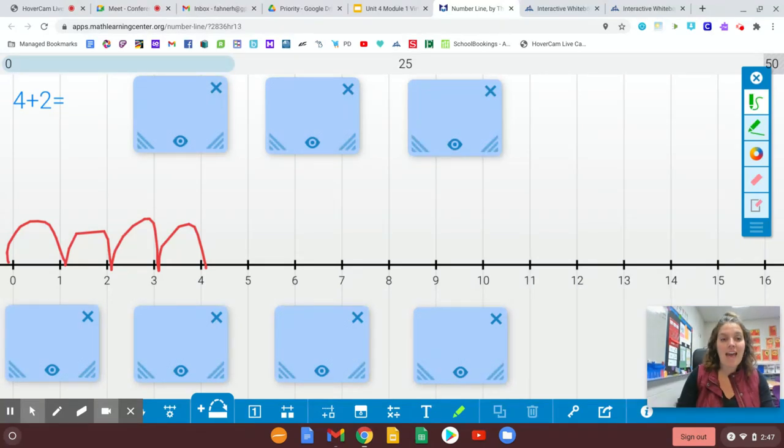And then I have to add how many? 2. I'm going to add 2. 1, 2. What is my answer? It's 6. 4 plus 2 is 6. Would there be maybe a faster way I could use my number line to add 4 plus 2?